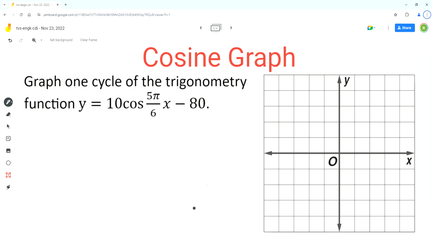So in this video, we'll solve this cosine graph problem. As per the problem, graph one cycle of the trigonometry function y equals 10 times cosine of 5 pi over 6x minus 80. So this is a transformed cosine function. The parent function is y equals cos x.